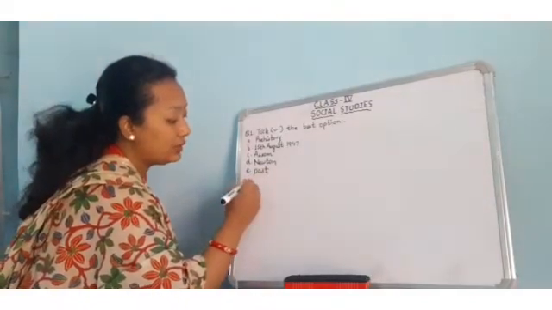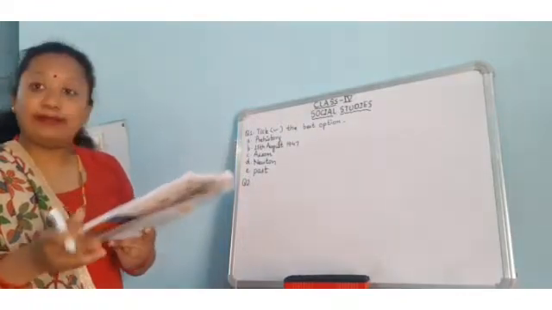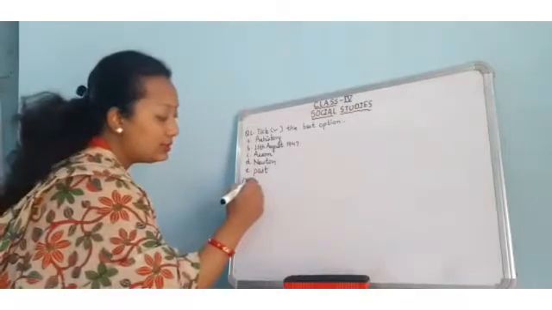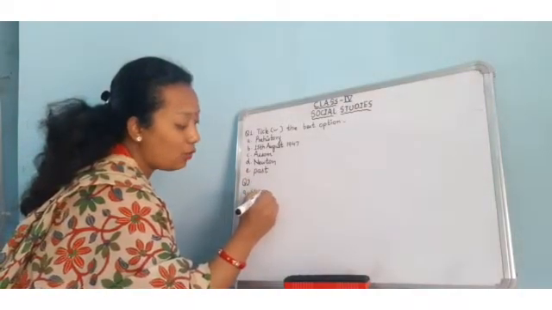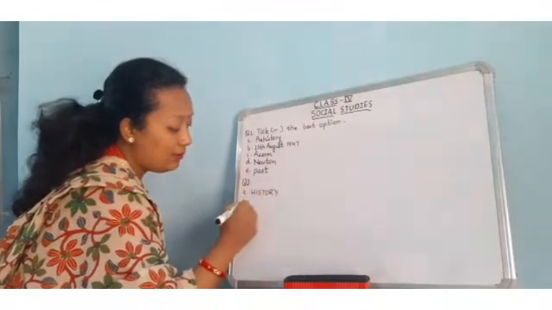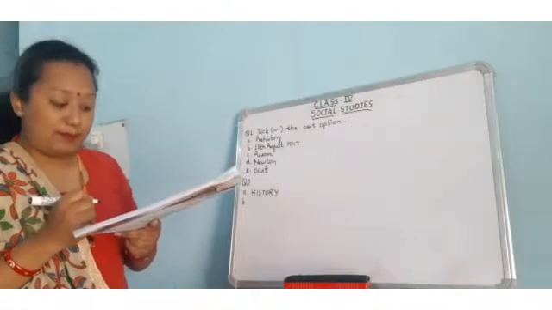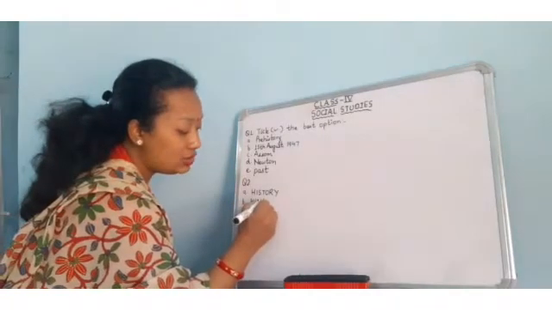Now come to the second question. Question number 2. Unscramble the following words and write them. Now first one is RYHISTO. This is the spelling of history. HISTORY. History. Number B is GKINDOM. It is kingdom. KINGDOM.